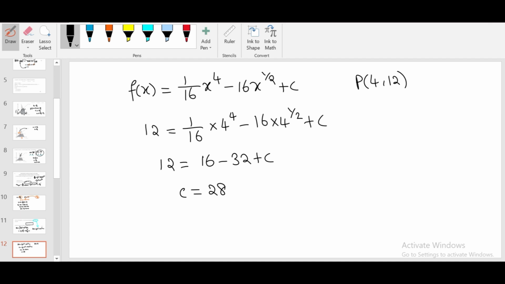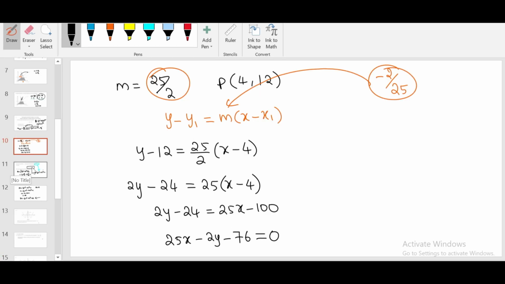Once you have got the value of c, you have to write the function again with the c value, otherwise you will lose marks. So you need to write f of x is 1 over 16 x power 4 minus 16 x power half, or you can put it as square root of x, plus 28. So you will be given full marks. You have to write the function finally after finding the value of c.